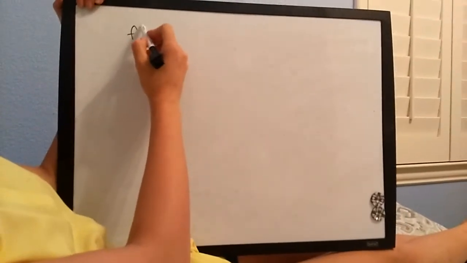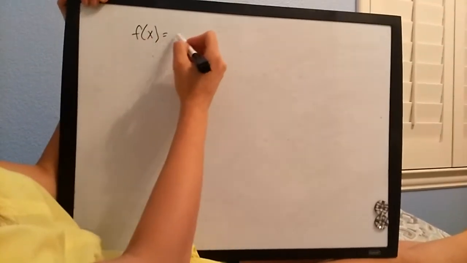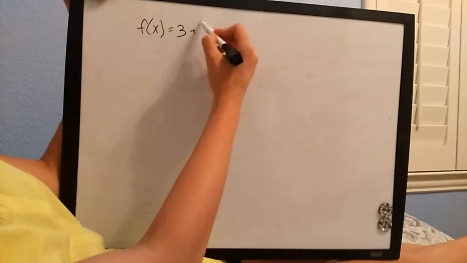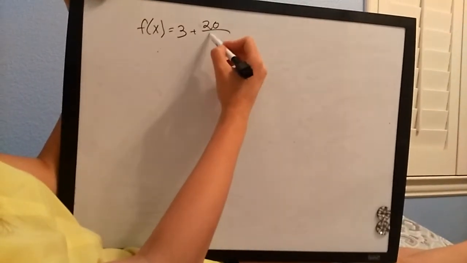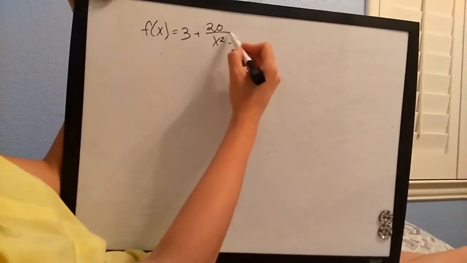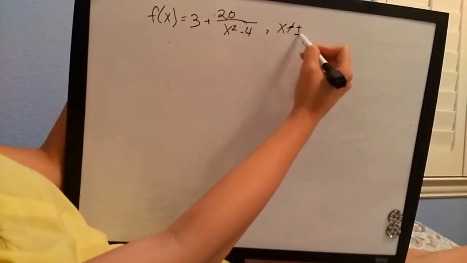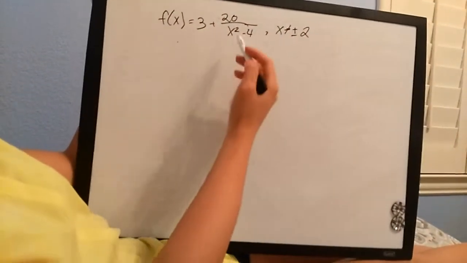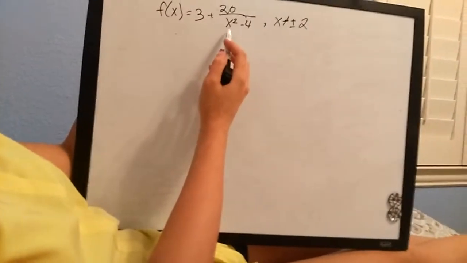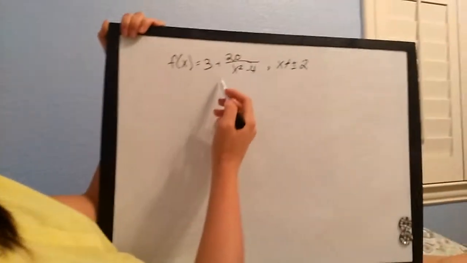All right, so number 17 in our chapter 2 test review. It gives us that f of x equals 3 plus 20 over x squared minus 4, where x does not equal positive or negative 2, because we know that if we put positive or negative 2 down here, the denominator would be 0.